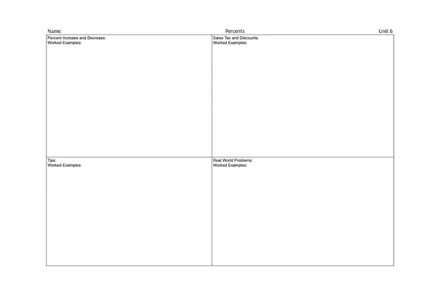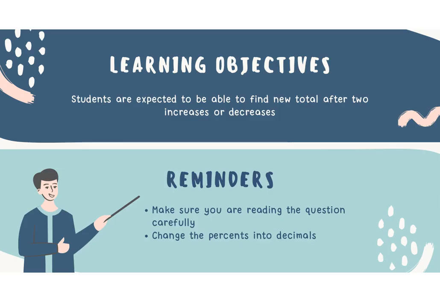If you did the medium video and you run out of room, you can go ahead and write on the back side of the sheet and keep track there. My hope with this video is that at the end, you will be able to find a new total after two increases or decreases, or maybe even a decrease and an increase. And then my reminders to you are make sure you are reading the question carefully. You are going to have more than one thing to do with these problems. Make sure you get the order right.